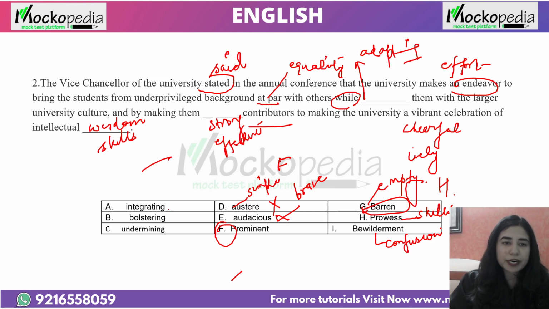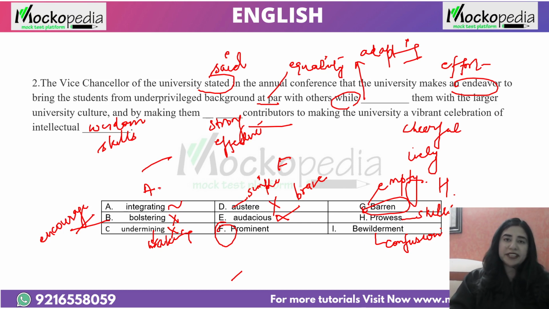Integrating we can keep, right? Bolster is to encourage. So we would want them to adapt to the university culture, right? So this will not be the answer. Undermine is to weaken, right? So undermining will also go out. So adapting matches with integrating, so we are going to pick A as an answer. So A, F, H would be the right answer choice.